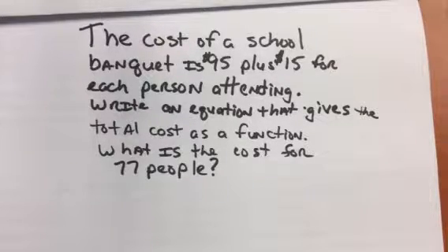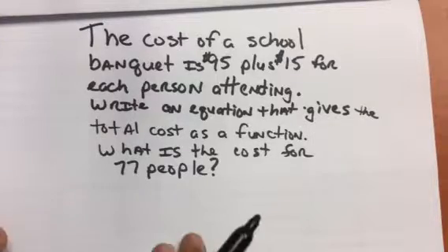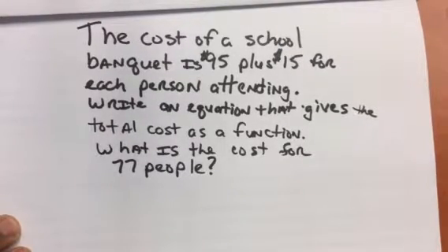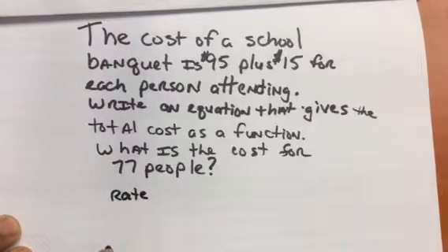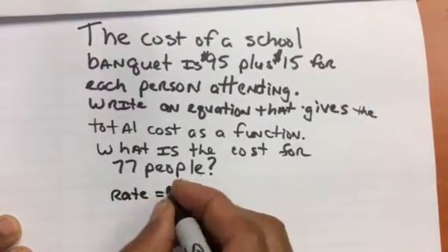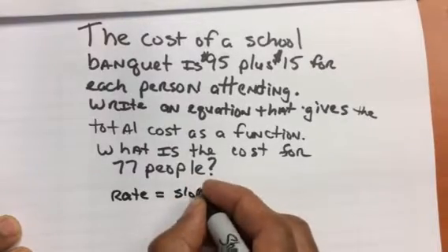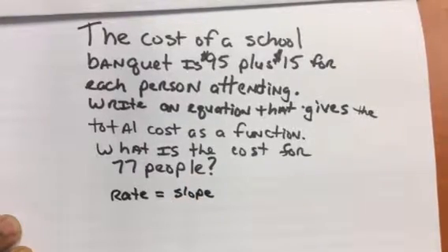So we're going to do that first, and then we're going to go ahead and calculate what is the cost for 77 people. So when we deal with slopes with word problems, we're looking for something that's called the rate. Okay, the rate is going to be equal to the slope. So we're looking for some type of cost per hour, or some type of consistency as far as a cost or time, something along that nature.